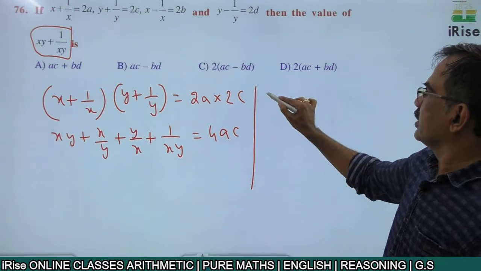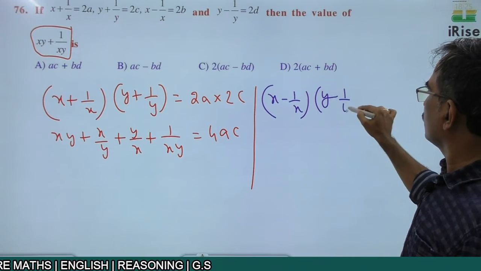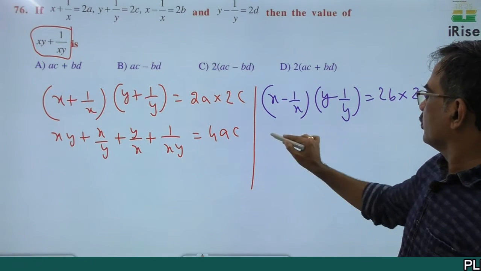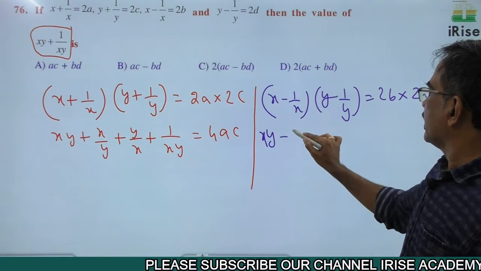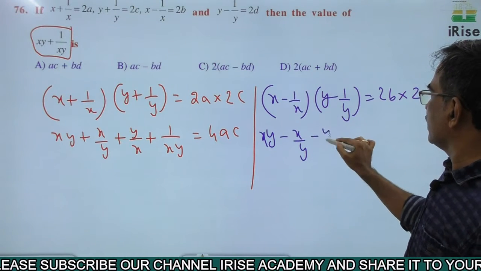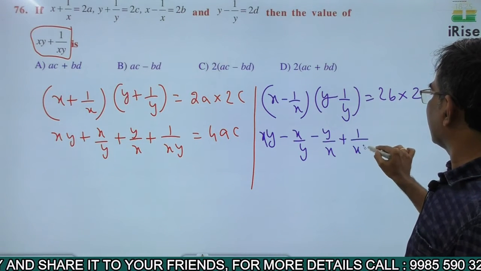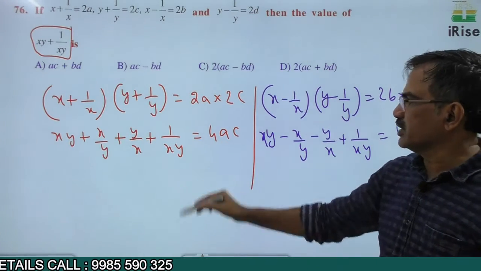Then multiply (x minus 1/x) by (y minus 1/y) is equal to 2b into 2d. If you multiply, you get xy minus x by y minus y by x plus 1 by xy is equal to 4bd. See these two carefully, please.